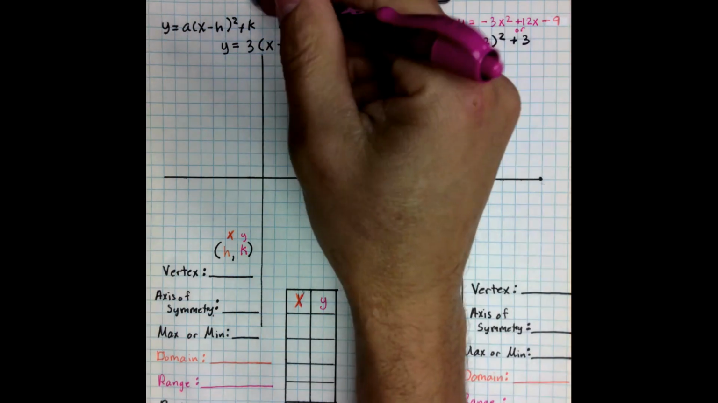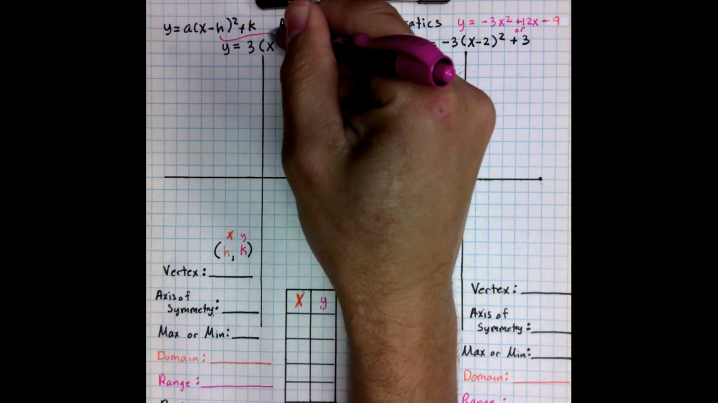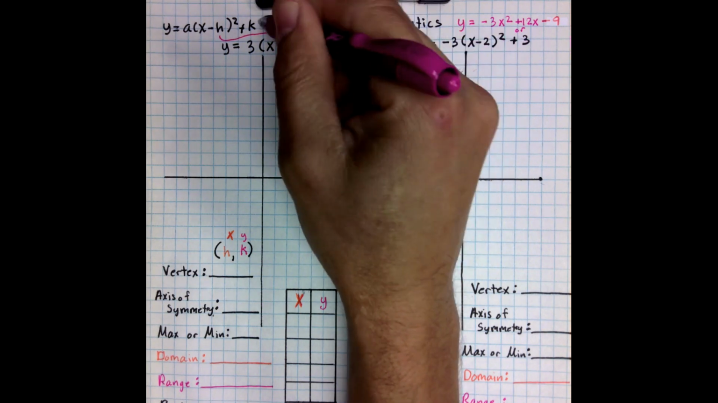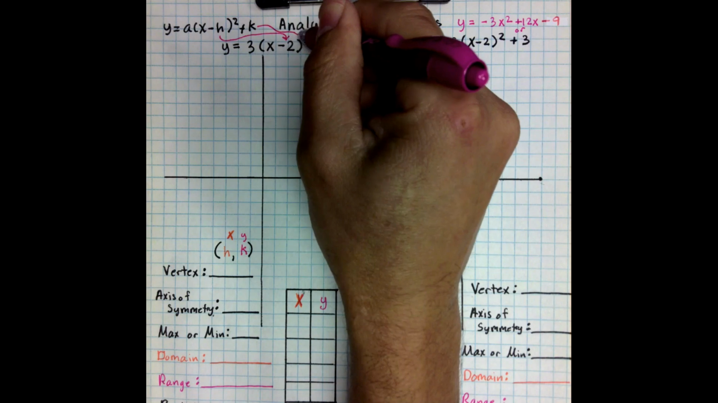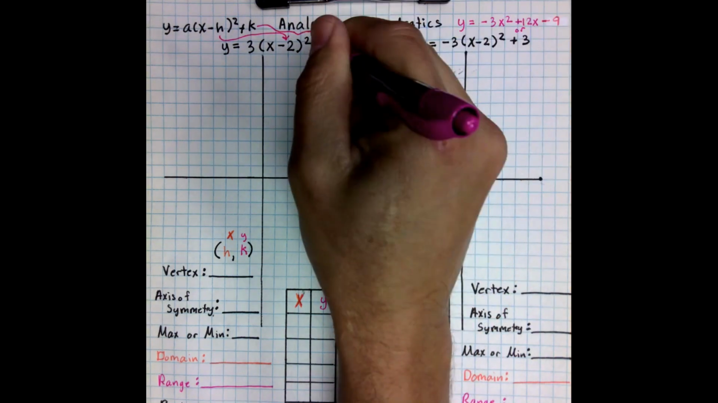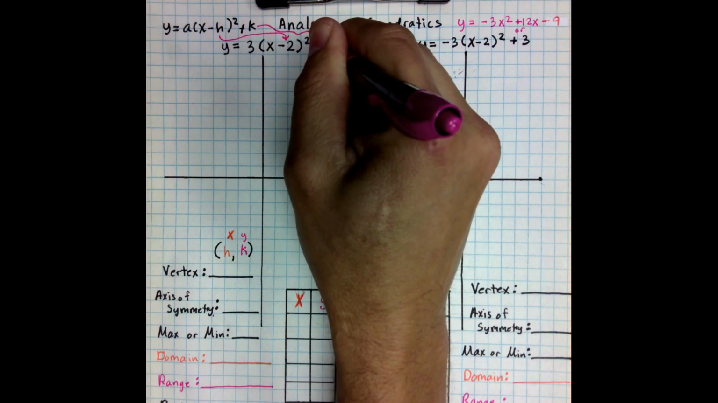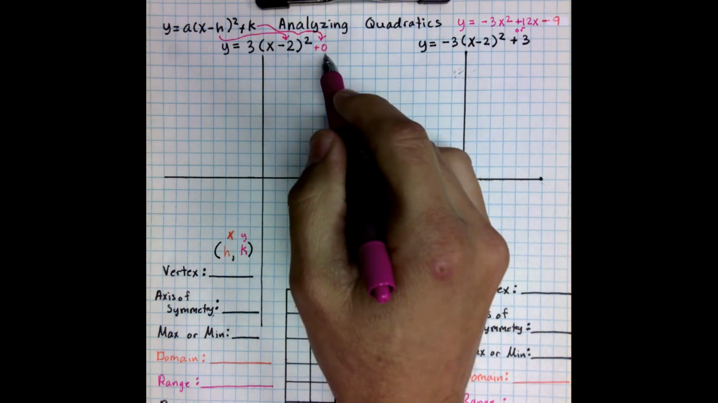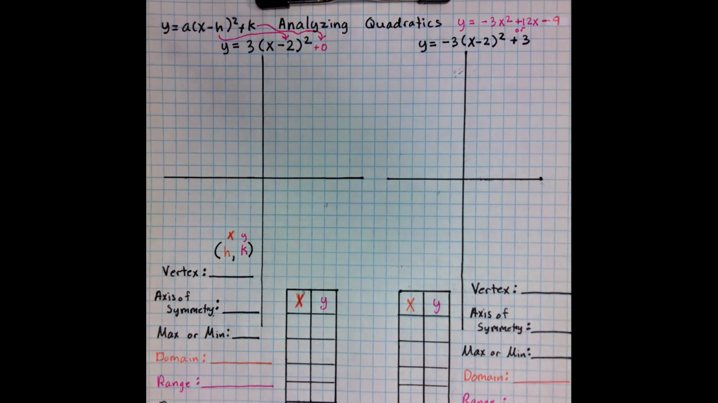In other words, this h right here is represented by this value of 2. And the k right here, notice there's no k at the end, which means it must be plus 0. Because in math, anytime something's 0 and we have it in an equation, we often just leave it off. So we know what k is. We know k is 0.